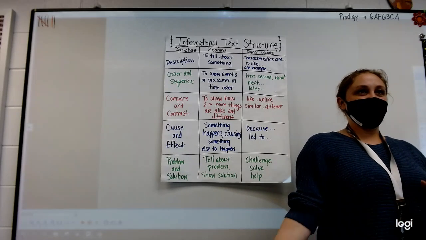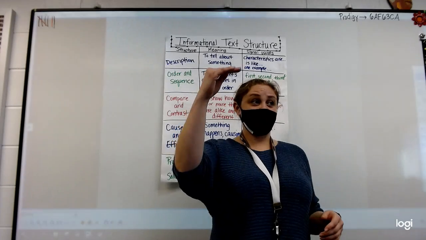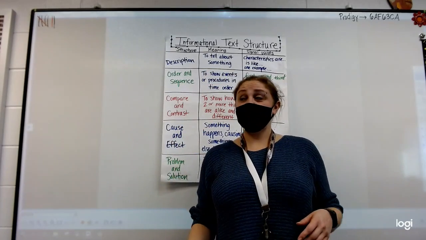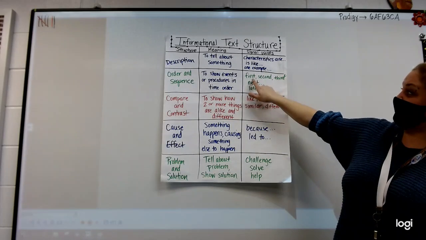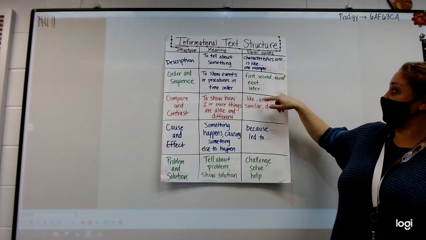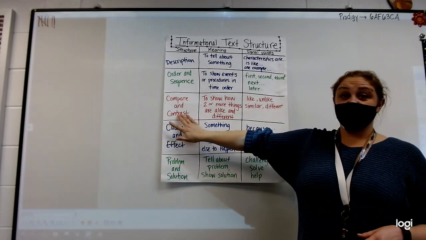What if I went back and read a story about World War II? Does it help me if the events are in order? Yes. Okay. So things that are in order and sequence, they show you things in order. You might see these types of words. First, second, third, next, later. Okay, it goes in order. The next one, this is one of my favorites.